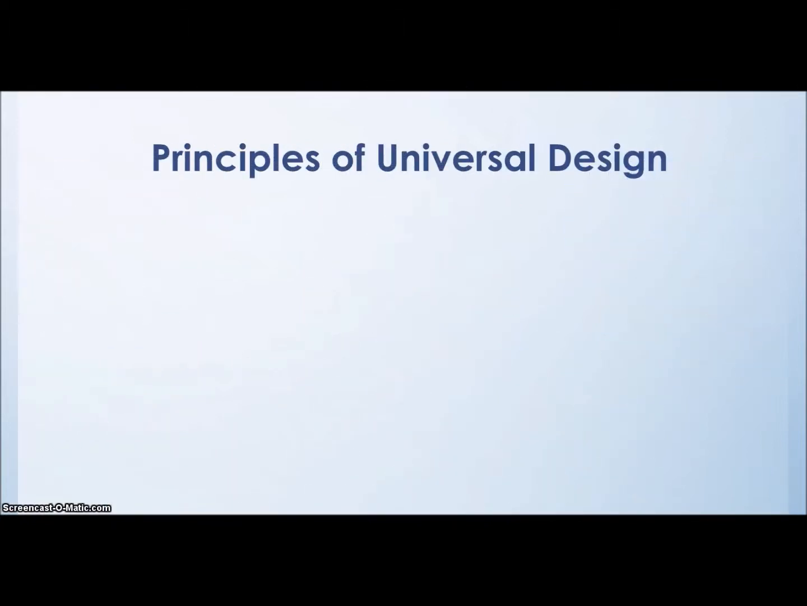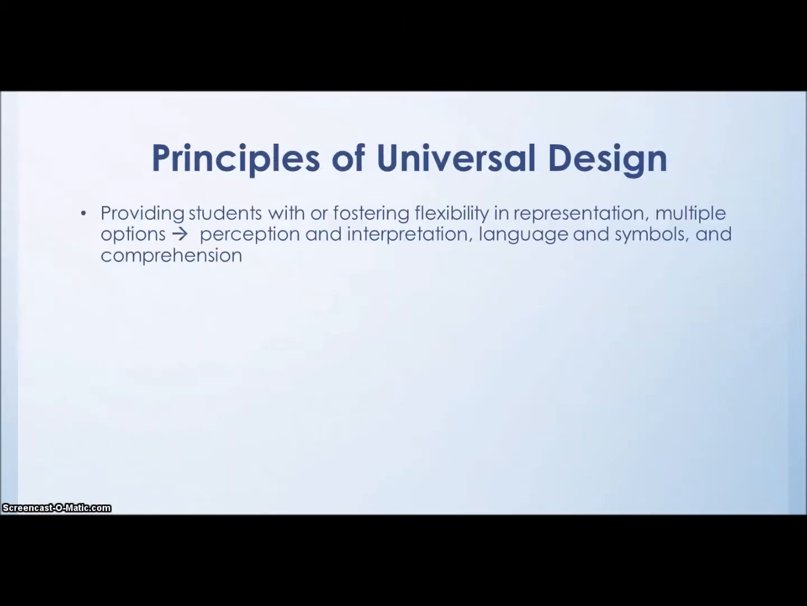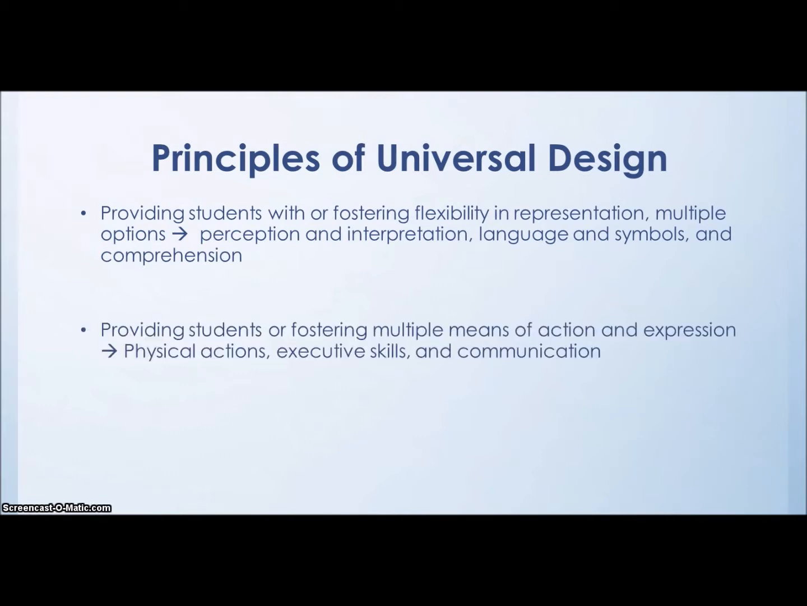There are three major principles of universal design. The first is providing students with or fostering flexibility and representation, giving students multiple options regarding perception and interpretation, language and symbols, and comprehension. The second is providing students with or fostering multiple means of action and expression. This could be through physical actions, executive skills, and overall communications.